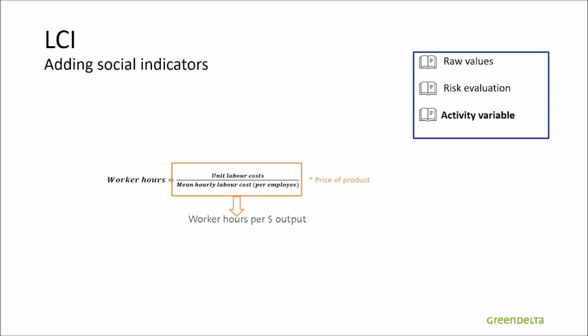So the last step to add the social indicators is to express them, so to quantify them with the activity variable. So here, the quantification of social indicators was made with the worker hours, which is defined by the formula that you have just here on the slide. So worker hours themselves are expressed in hours. The unit labor costs are dollar per dollar. The mean hourly labor costs are dollar per hour. And finally, the price of the product is expressed in dollars.